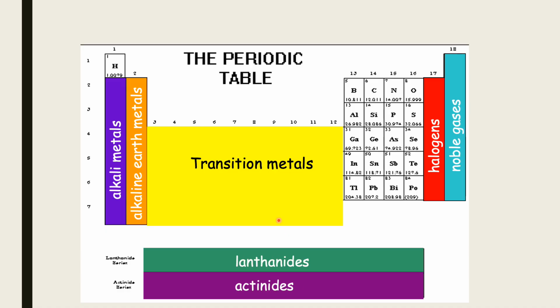There are specific names for some of the groups. This first group is also known as the alkali metals. Group 2 are known as the alkaline earth metals. Your transition elements or transition metals are the box that's inserted, group 3 to 12. Group 7 or 17 are known as halogens. Group 18 or 8 is known as our noble gases. And then again, we have our lanthanides and actinides.